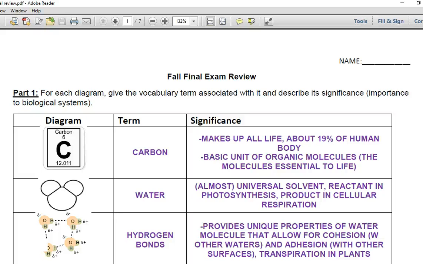This is the fall final exam review. I'm going over it with you so that you can study more effectively. Part 1 is identifying the significance of these diagrams to biological systems.